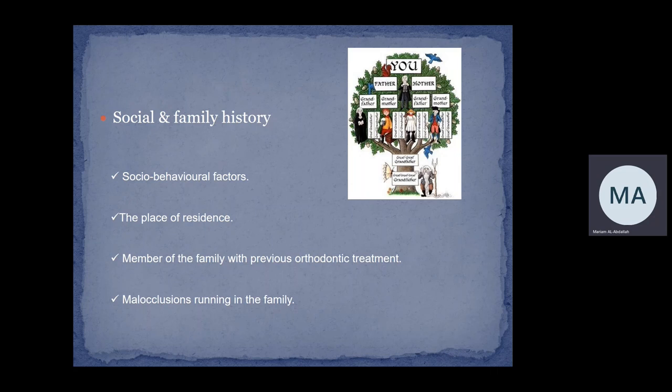Social and family history, it's important to know where the patient is living because this will affect his attendance to your clinic. We need to see the patient every 4 to 8 weeks. As I said, we need to look at family history of dental anomalies, family histories of malocclusion. Some types of malocclusions can run in families, for example, patients with long faces and anterior open bite, patients with the prognathic mandible. These types of malocclusions can actually be inherited.